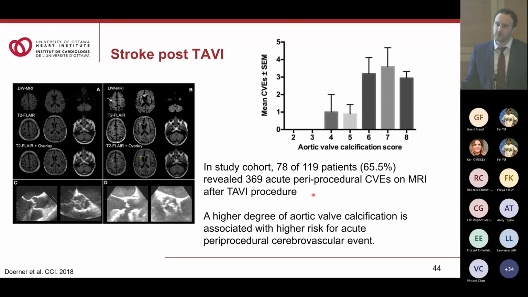However, in the later trials, this was not demonstrated, and there really was no significant difference in this case. But there was a lot of research that was then devoted to stroke in post-TAVI patients. In this cohort, they looked at subclinical stroke, so small lesions on MRI, and correlated it with the calcification score of the patient. So patients who have more calcification will get more of those lesions, so a higher risk of periprocedural cerebrovascular event.